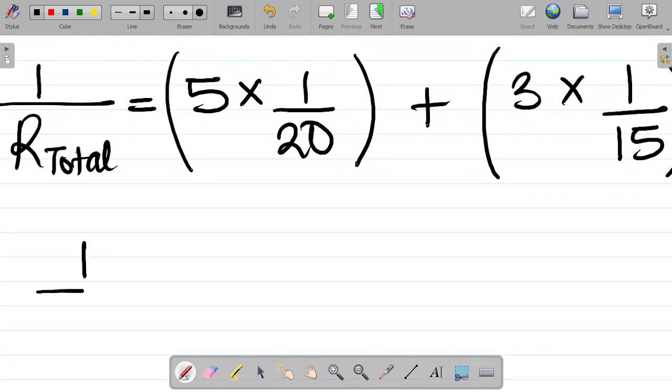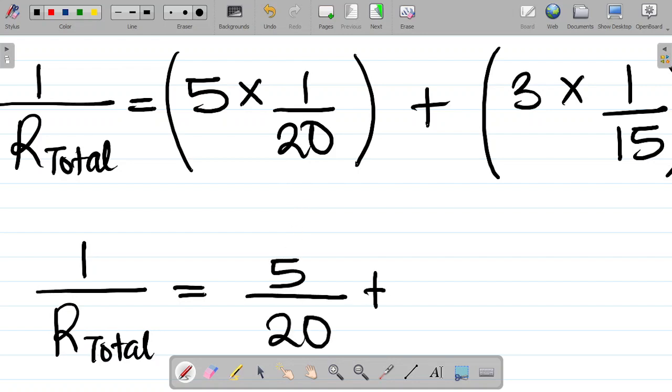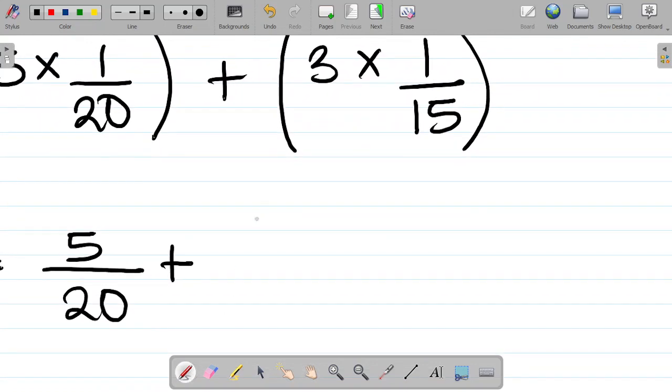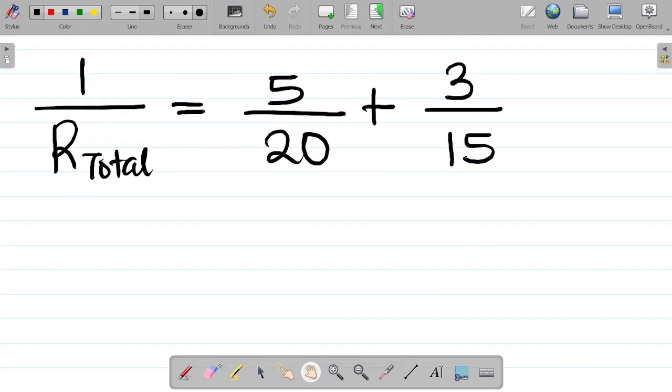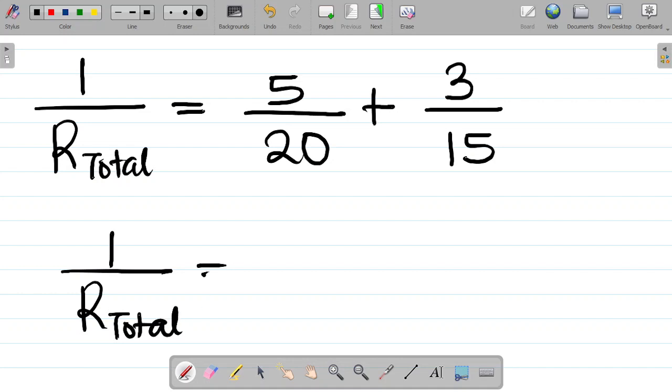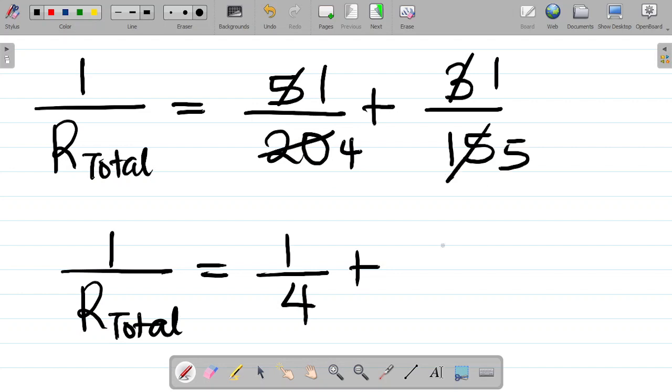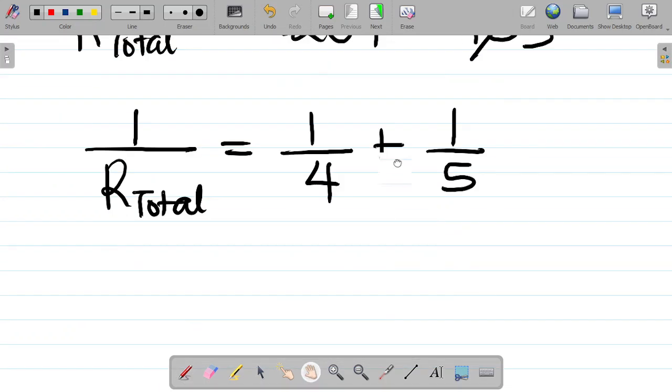This becomes 1 over R total, which is equal to 5 times 1 over 20, giving you 5 over 20, plus 3 times 1 over 15, which gives you 3 over 15. Let's proceed with this. From here, 1 over R total is equal to, reducing this to the lowest term, 5 here 1, 5 here 4, so 1 over 4, plus 3 here 1, 3 here 5, so 1 over 5.